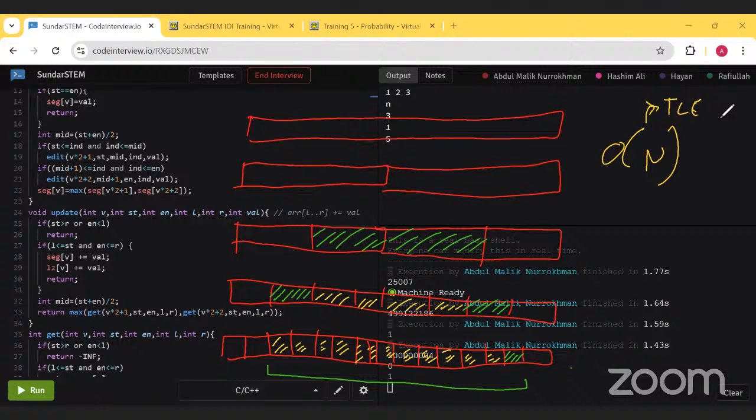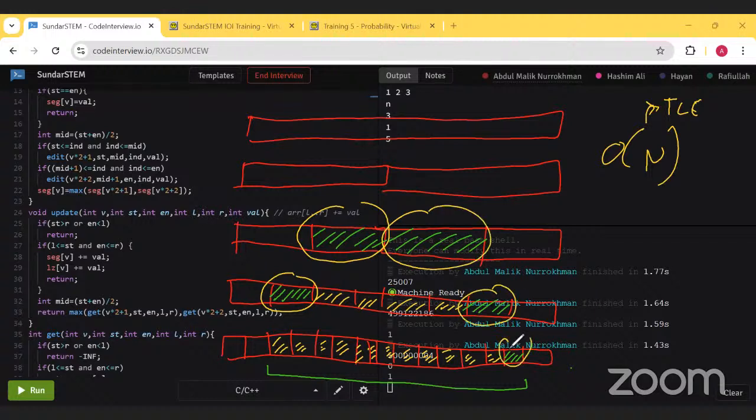Okay, then how to improve it? We can update in just some segments here. And how about the others? The others we have not updated yet right now, but we will update them sometimes when we need it. If we don't need the value, then no need to update them. Okay.